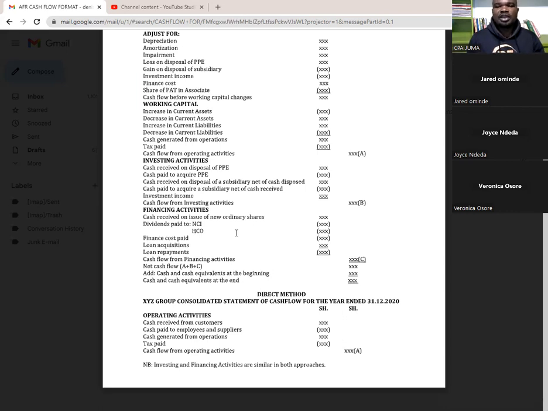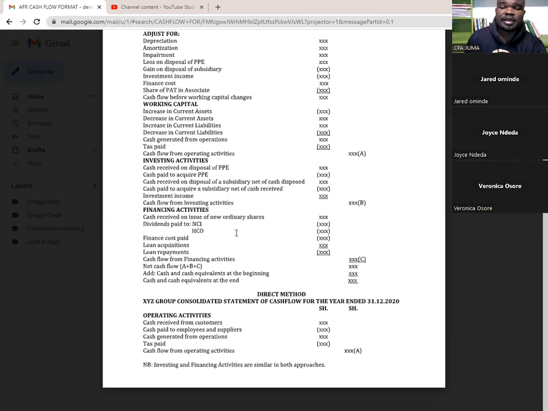So the sum of A plus B plus C is the net cash flow. That is the net cash flow which you have received for that year. Then you check cash and cash equivalents at the beginning, you add, then you get cash and cash equivalents at the end. The examiner will give you those cash and cash equivalents at the beginning and at the end. So yours is to reconcile and check whether you are accurate.